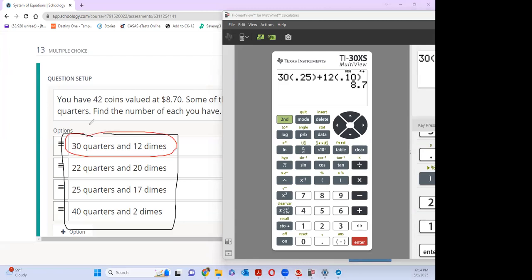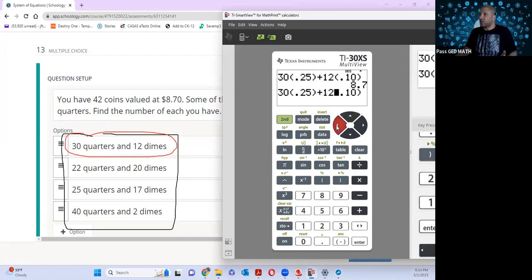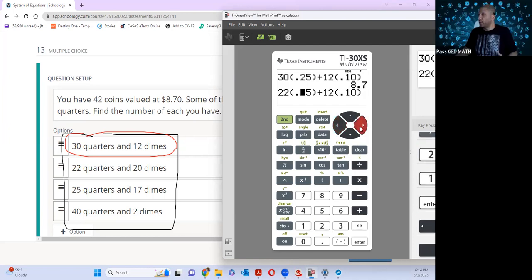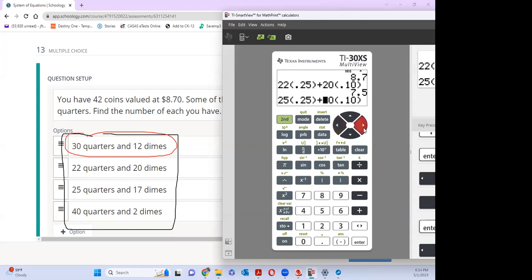Now, say A was not the answer though. Once you type this in, once you learn how to use this calculator, all you have to do is go into this equation and change 30 to 22. Change 12 into 20, and then get your answer, 750. If that wasn't your answer, you go back up into that original expression that you first put into your calculator and change the numbers again. Instead of 22, we're going to have 25. And that's what you can do to solve this.